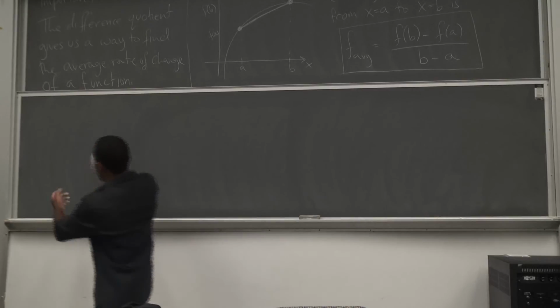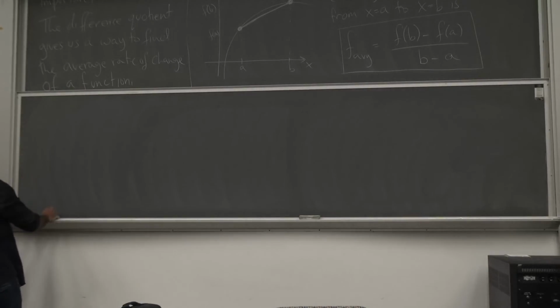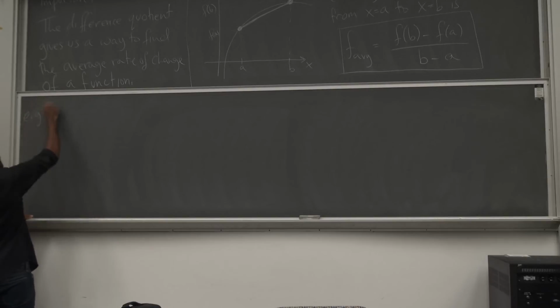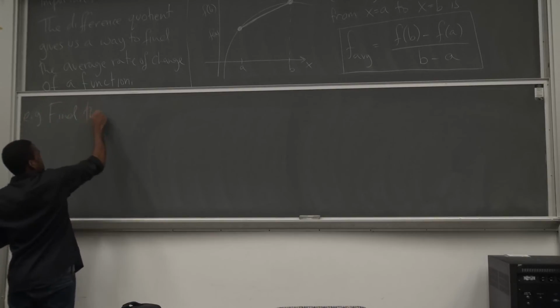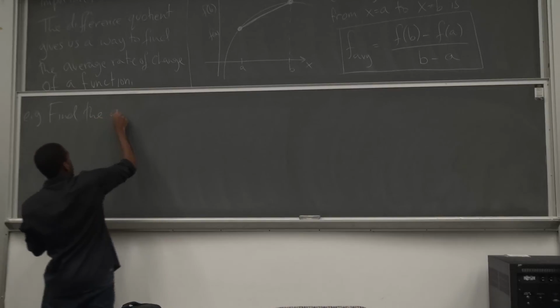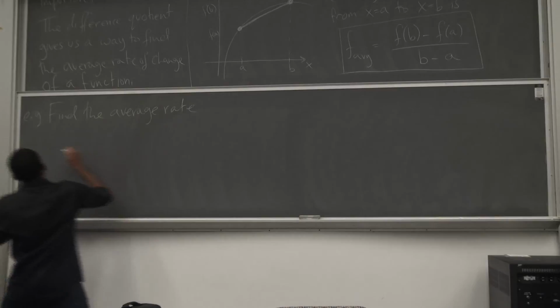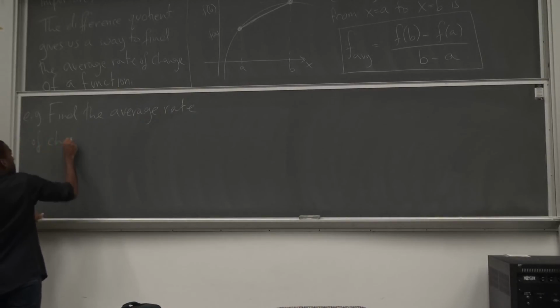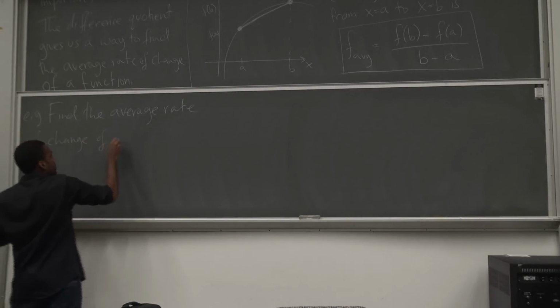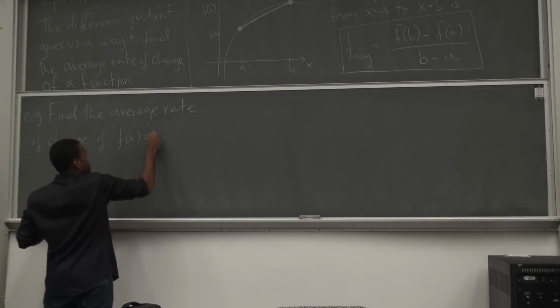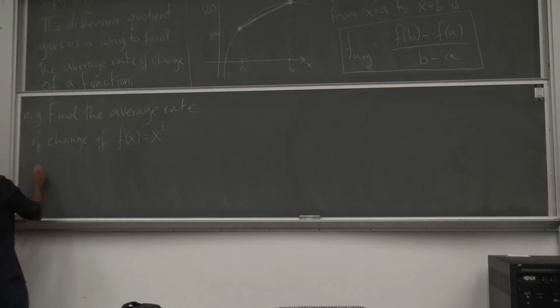Not much to say here, so let's just give you an example. And on the test, if I ask you about this, I'll ask you an example like this. I'm not going to make it complicated at this point. So I'll say something like, find, and this was actually on the quiz, find the average rate of change of f(x) = x squared on the interval, let's say 3 to 6.